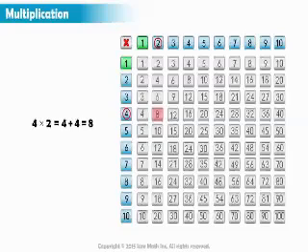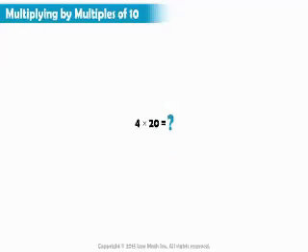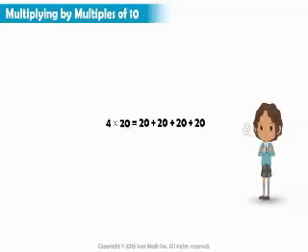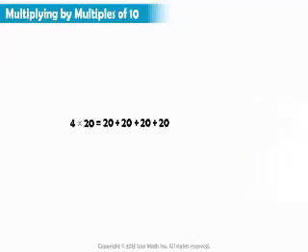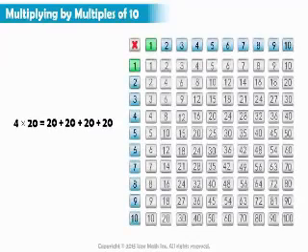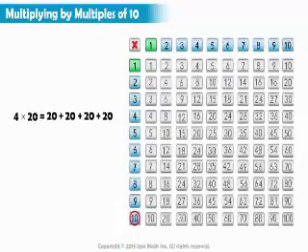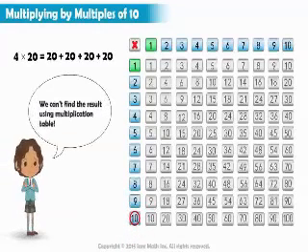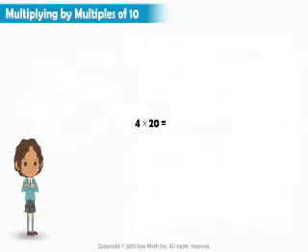But what if instead you needed to find the result of 4 multiplied by 20? You can add 20 4 times, which might take time. Our multiplication table goes only up to 10. So we can't find the result simply by looking up the table. What should we do?